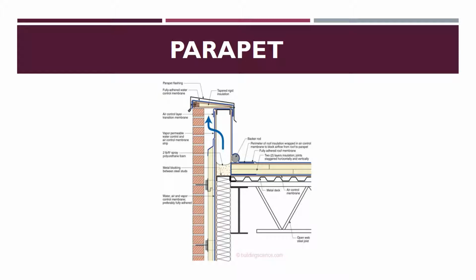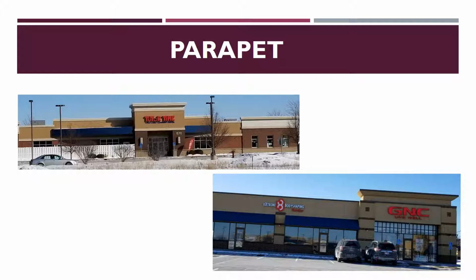Next we'll talk about the parapet roof. Here is a diagram detailing what's involved with the parapet roof. And here are a couple of pictures of structures that have a parapet roof. Both of these were taken in Blaine, Minnesota.